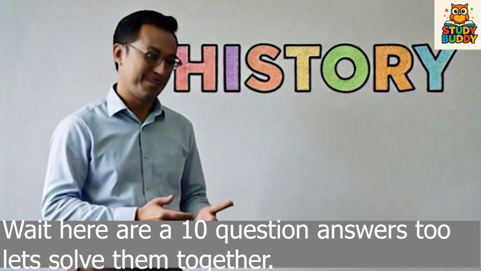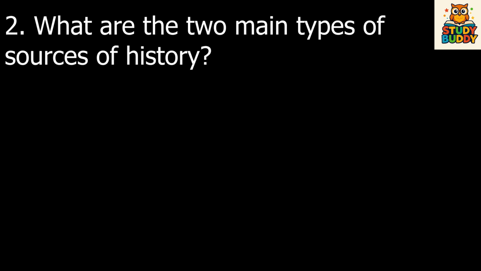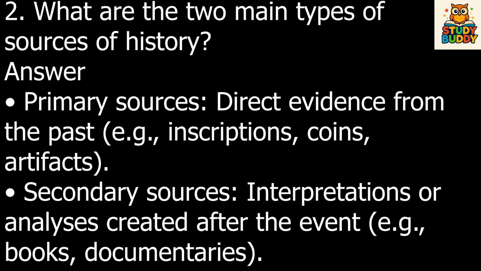Let's solve them together. What is history? History is the study of the past, which includes understanding events, people, societies, and cultures that shape the world we live in today. What are the two main types of sources of history? The two main types are primary sources, which are direct evidence from the past, for example, inscriptions, coins, and artifacts. Secondary sources are interpretations or analyses created after the event, such as books and documentaries.